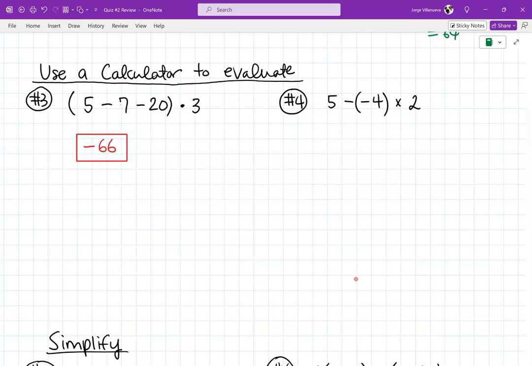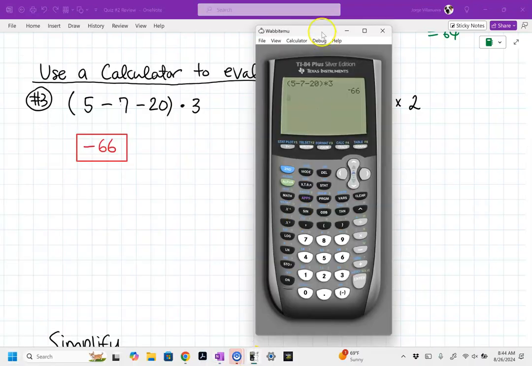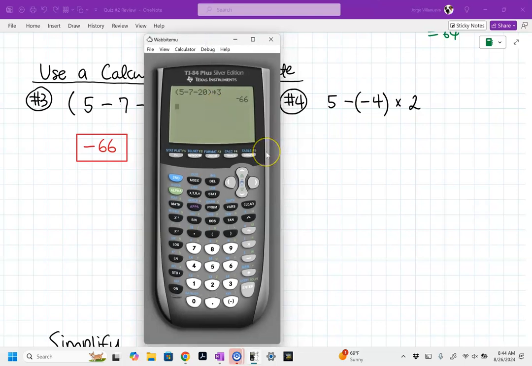And then the same thing for number 4. I'm just going to go back to that calculator. And I'm going to do 5 minus a negative 4 times 2. So 5 minus parenthesis a negative. Notice my negative is down here. You see how it's like in a parenthesis minus right there? A lot of calculators either have this or they have a button that says plus/minus. Okay? Get to know what the buttons look like.